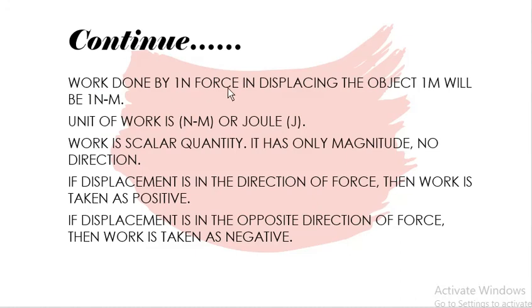Work done by 1 Newton force in displacing the object 1 meter will be 1 Newton meter, because we take the unit of force in Newton, and the displacement, or the distance covered by the body, we take in meters. The unit of work is Newton meter, and we know that work done is equal to energy, and the unit of energy is joule.